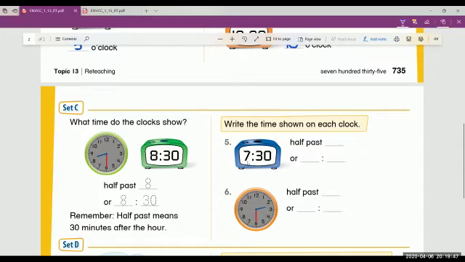Here 7:30. So here the hour hand is pointing to 7. But the minute hand, because here it is 30, is pointing to 6. Excellent. So here we said 7:30.